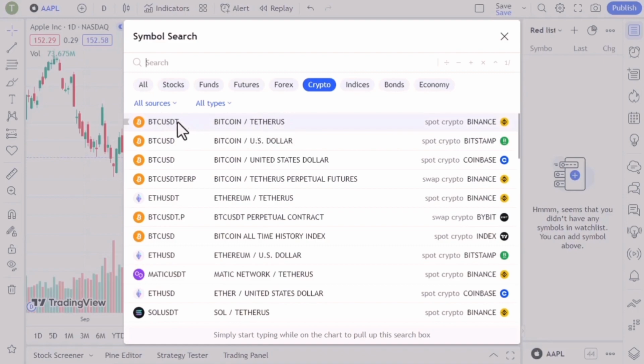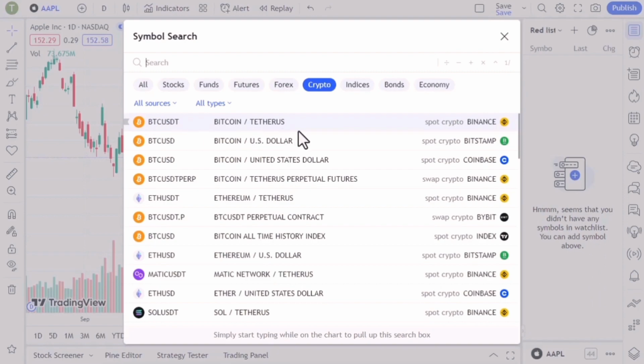So USDT is a stable coin and it's pegged to US dollars. Long story short, let's make it easier. It means 1 USDT equals 1 US dollar. But what are the differences? So you can see here, Bitcoin to Tether or USDT.